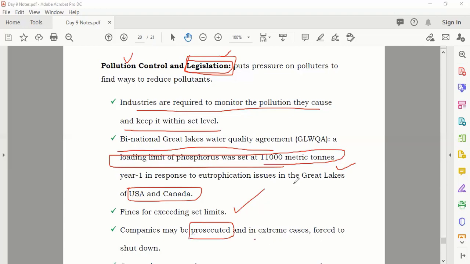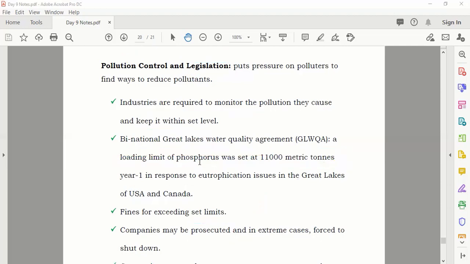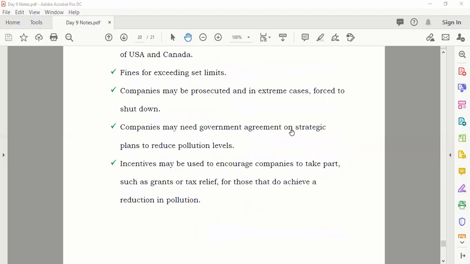If they are not following the proper procedure, the SOPs, you can shut them down. After that, companies may need government agreement on strategic plans to reduce the pollution levels. Incentives may be given. Incentive means just like benefits.